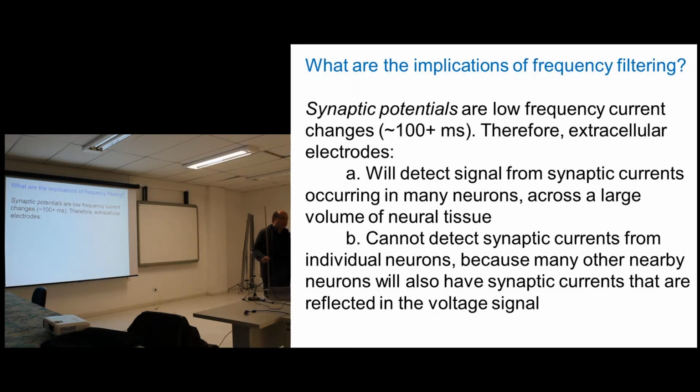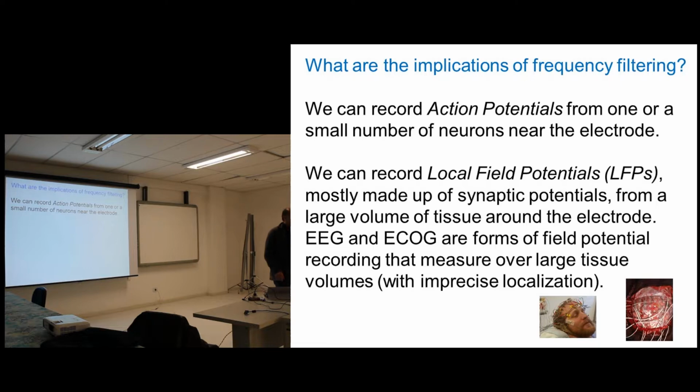Synaptic potentials are much lower in frequency, about 100 or 200 milliseconds long. So what that means is that an electrode placed in the brain, or even on top of the brain, such as an EEG electrode, is going to pick up the synaptic potential signal from many, many different synapses over a large volume of tissue. In fact, it's impossible to stick an extracellular electrode into the brain and expect it to pick up the potential change from just one or a couple of synapses. You're always going to pick up the potential change from many synapses at once. So we can record action potentials from just a few neurons, and we can record synaptic potentials from a lot.